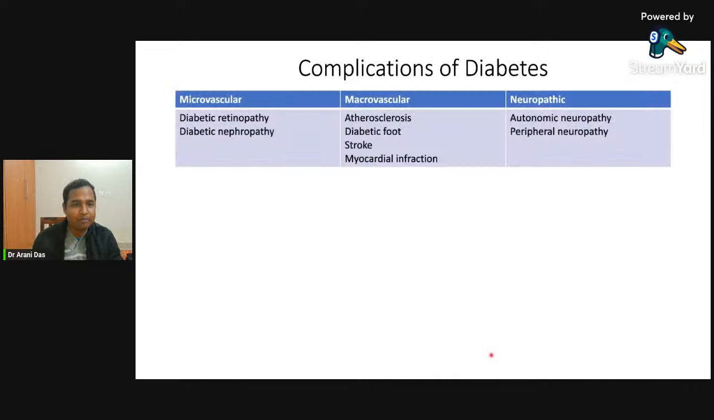What are the complications? Complications can be classified in three parts: microvascular complications, macrovascular complications, and neuropathic complications. Microvascular are diabetic retinopathy and nephropathy, so retinal damage or renal damage will be there. Macrovascular complications are atherosclerosis, diabetic foot, myocardial infarction, and strokes. Neuropathic complications are where the autonomic neuronal microenvironment is deranged, and that produces peripheral neuropathy and autonomic neuropathy. So this is how complications of diabetes can be classified.